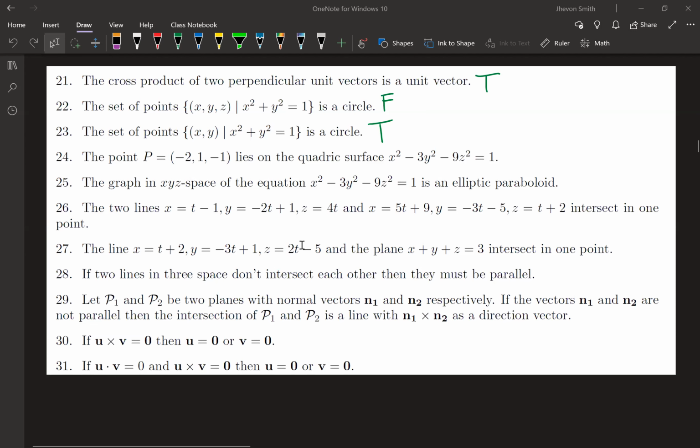Okay, stop there. We have 77% believe that it's false, 23% believe that it is true. Well, quick check, just plug in the points. So this is -2 squared, -3 times -1, +1 squared, -9 times -1 squared. So that's going to be 4 minus 3 minus 9. Yeah, that's not 1, so it's false.